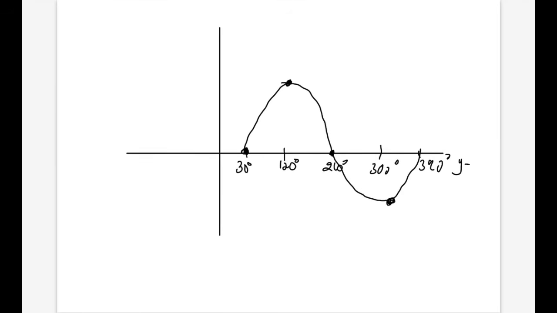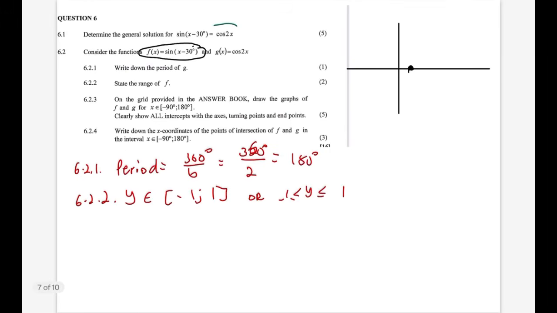This black graph is the graph y is equal to sine, or f is equal to sine x minus 30. It's the sine graph shifted 30 degrees to the right. It just keeps going like that. In green, I'm going to draw the other graph, cos 2x. G, cos 2x, is almost the same as a normal cos graph, but the period is no longer 360, but it's 180.